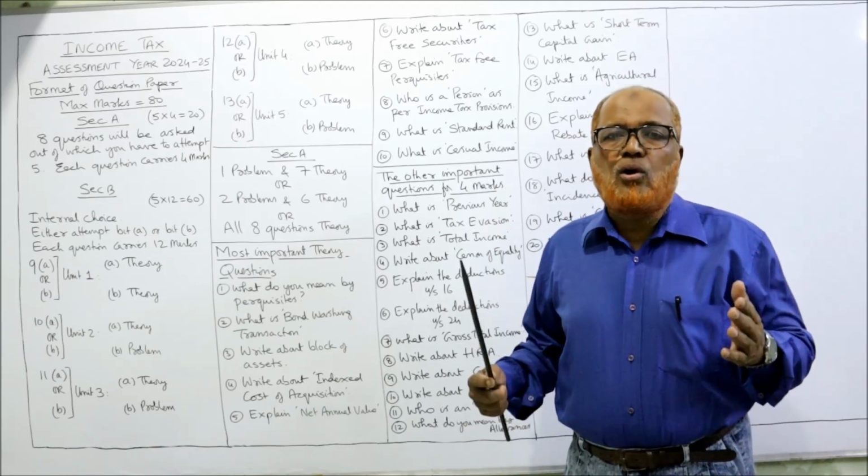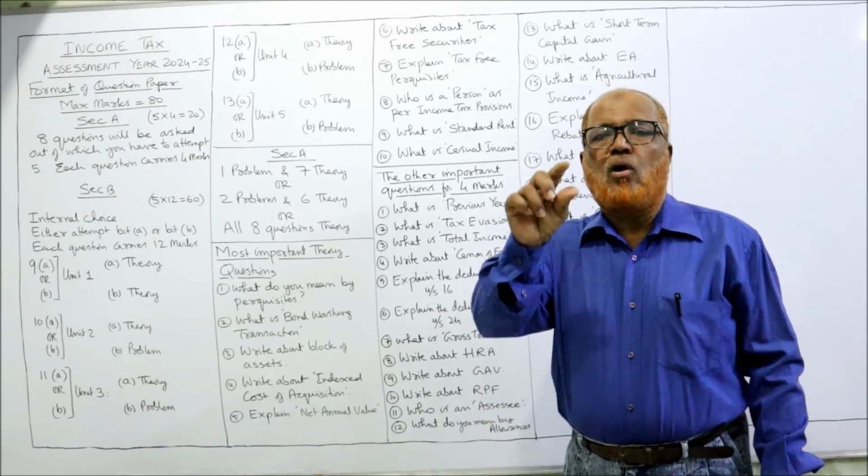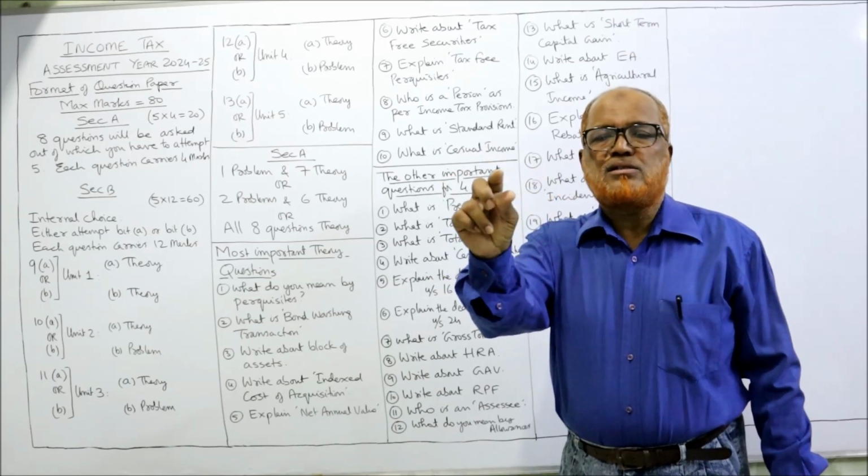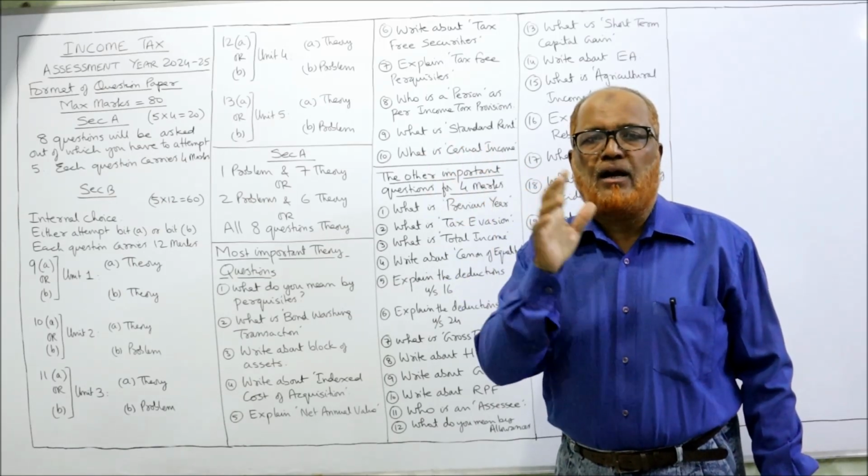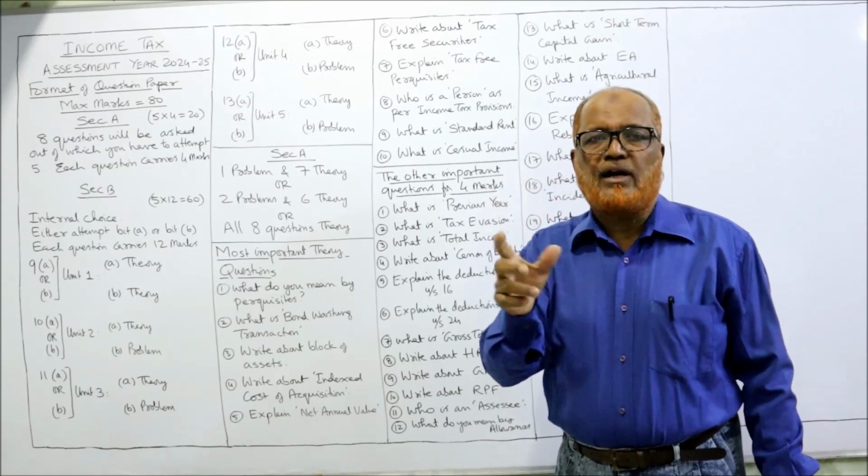So how to calculate the gross interest for government security? Gross interest is equal to face value into rate by 100.